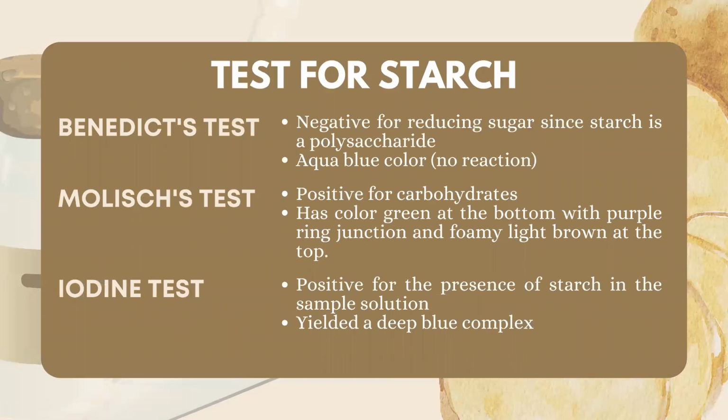So for the test for starch and Benedict's test, we all know that Benedict's solution is used to detect reducing sugars, typically monosaccharides or disaccharides. It will show a positive result for reducing sugars such as glucose, lactose, fructose, and etc. And it will show a negative result for non-reducing sugars such as starch, and etc. So in this experiment, our starch gives a negative result for reducing sugar.